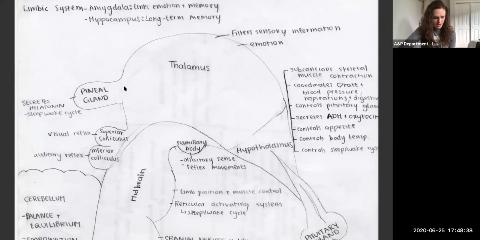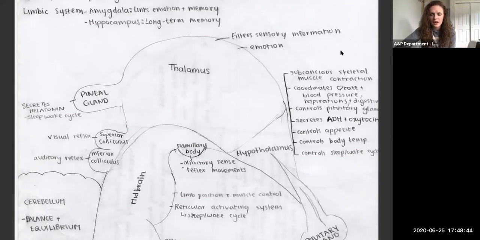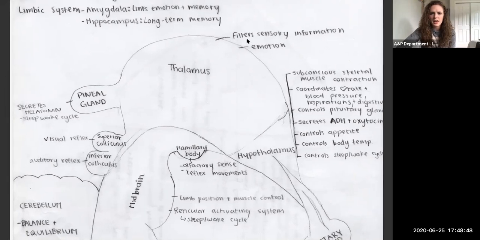Your thalamus, I think that's what we're on. Yep, your thalamus is going to filter sensory information and emotion. Okay, so your thalamus essentially is a giant filter. It gets all the information from the brainstem that came up from your medulla oblongata up to your pons, to your midbrain, to your thalamus.